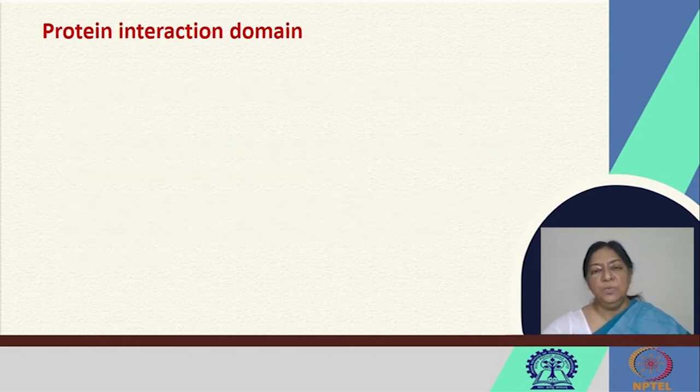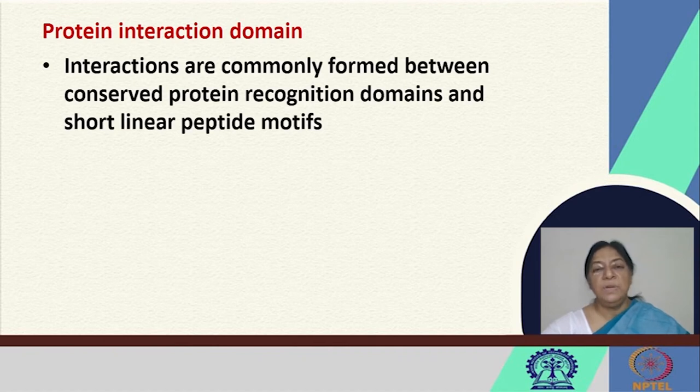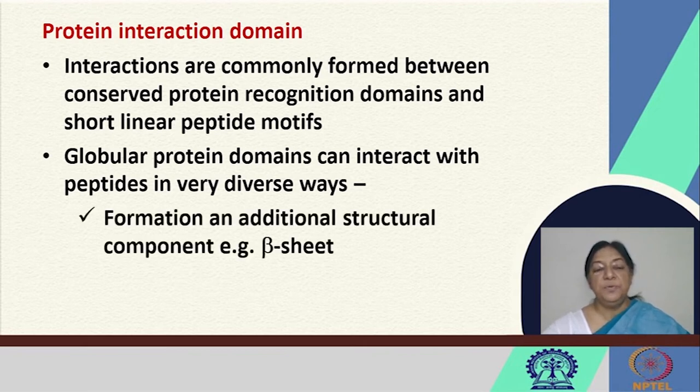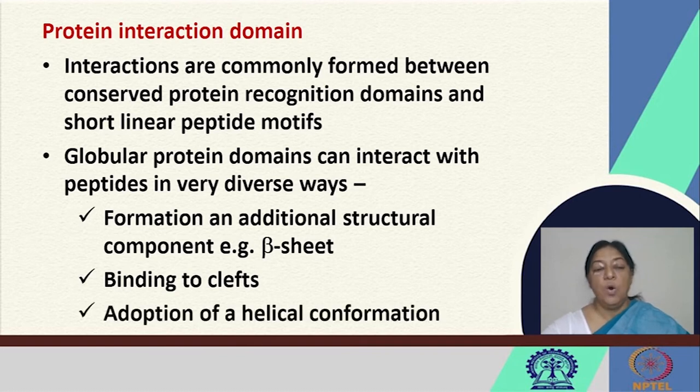For the protein interaction domain, we studied some specific domains in the previous lecture on protein-protein interactions. These interactions are commonly formed between conserved protein recognition domains and short linear peptide motifs. The globular protein domains can interact with peptides in very diverse ways, where they can have a structure that adapts to the specific interaction that is going to occur. For example, there may be the formation of an additional structural component, or the specific binding to clefts, or the adoption of a helical conformation that allows this specific interaction to occur, in a manner where the protein will adapt to the specific peptide or protein that it is interacting with.